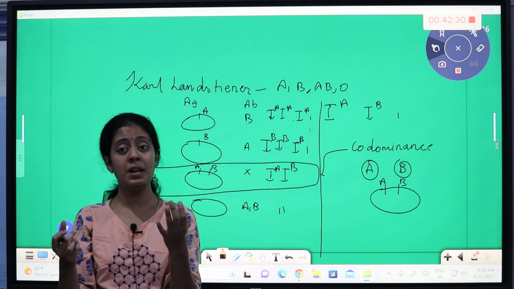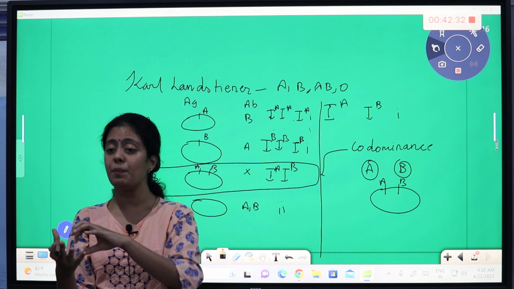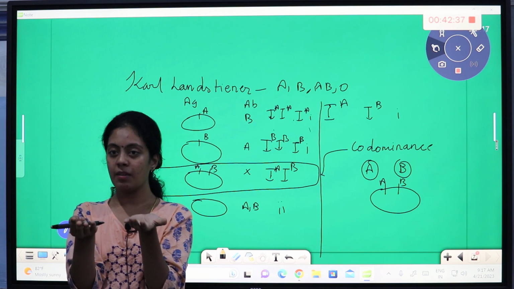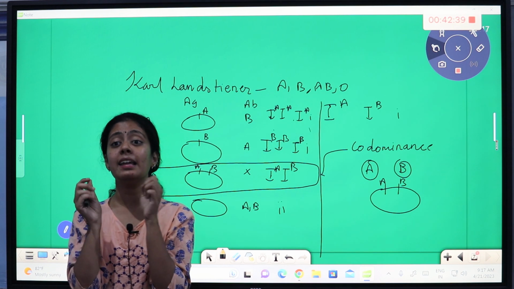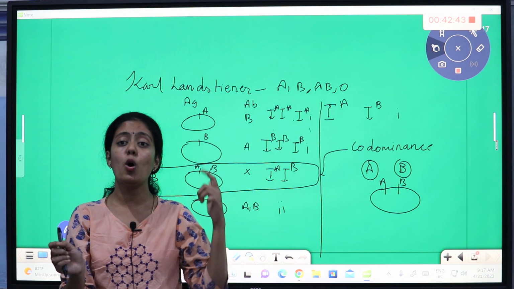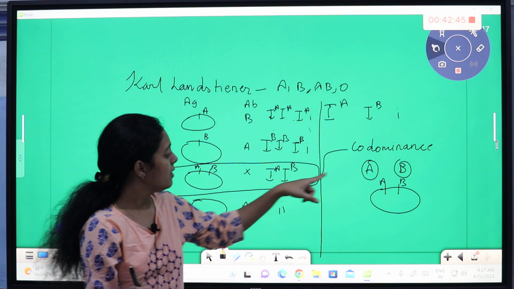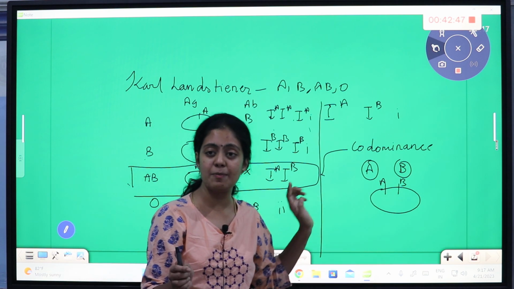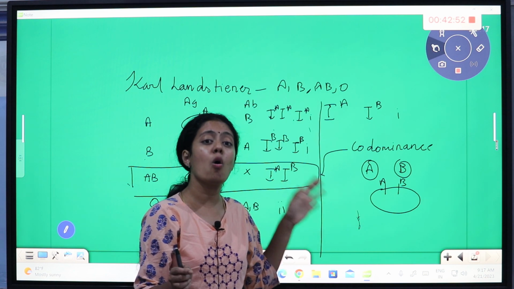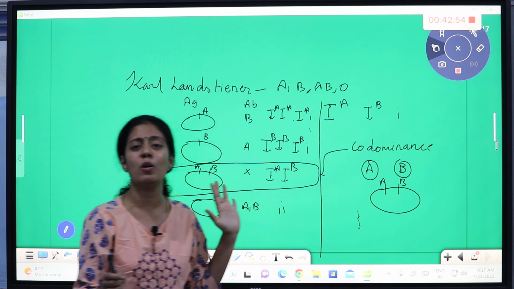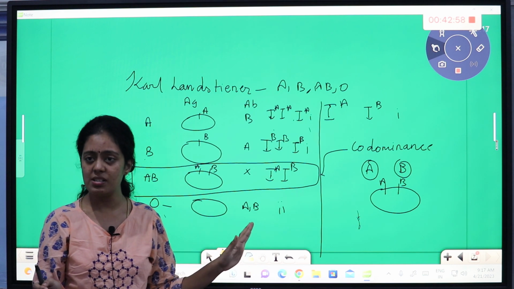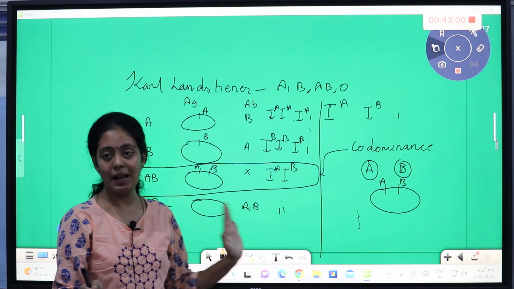What is incomplete dominance? The dominant allele is not completely dominant over the recessive allele. What is codominance? Co means together. So both the alleles are equally dominant. That's what is called codominance. So both A allele and B allele will be expressed on the surface of RBC. Is it clear? That is why we call them codominance. So can anyone tell me what is the example for codominance? AB blood group. Understood still here? Okay, so this is one part of it.